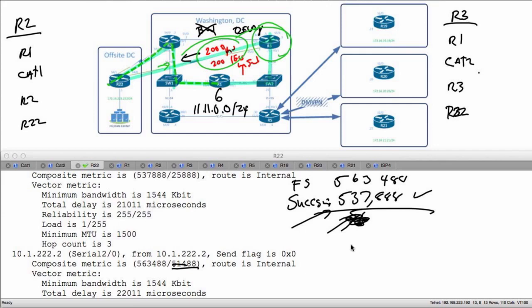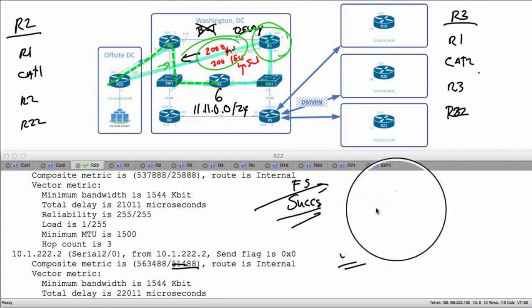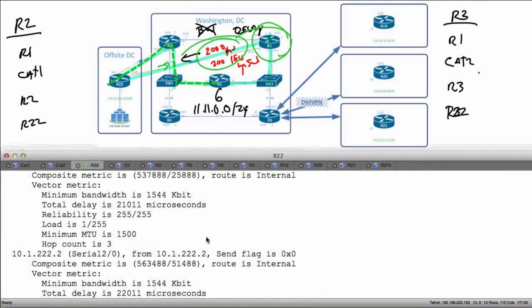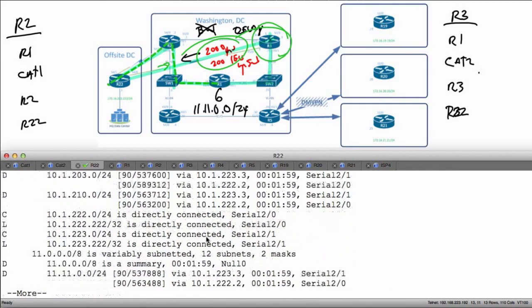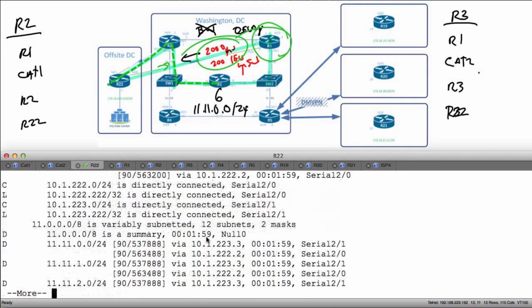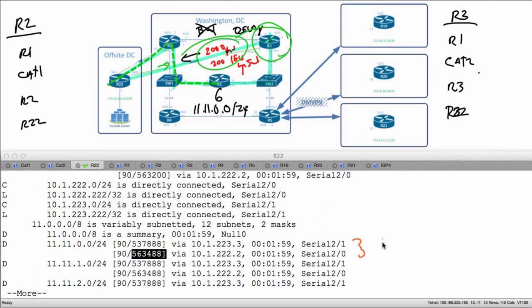Now what we did is we used the variance command. We used the variance number of 2, a coefficient. That means that this metric could be up to 2 times worse than this one, and we would still do load sharing. So let's take a look at what the outcome is. On this device, show ip route, and let's scroll down till we get to 11.11.0.0, and notice now we're load sharing. We're load sharing, but our metrics are different, and that is again because of the variance command.